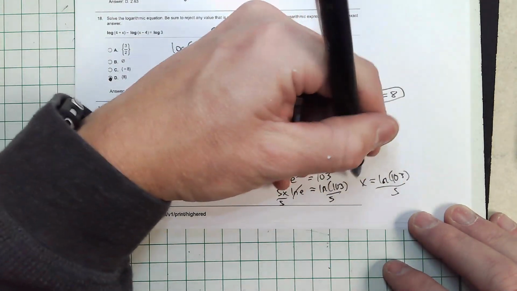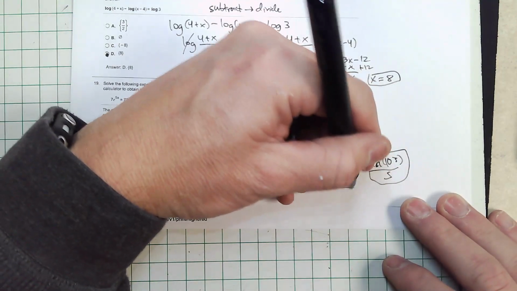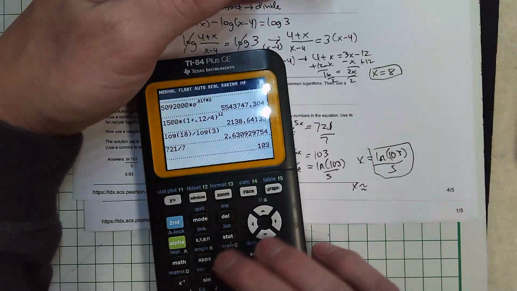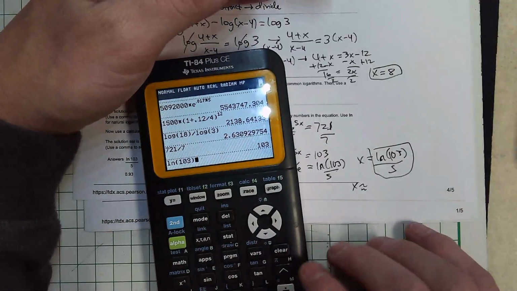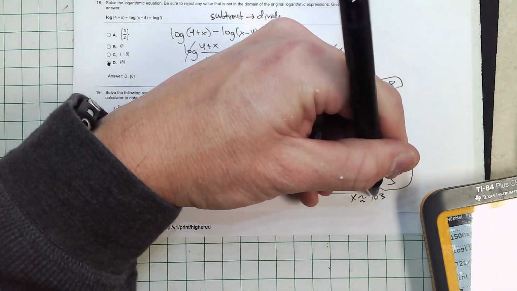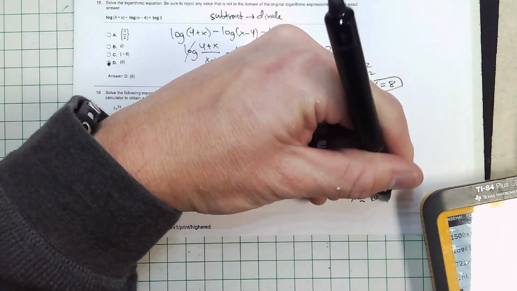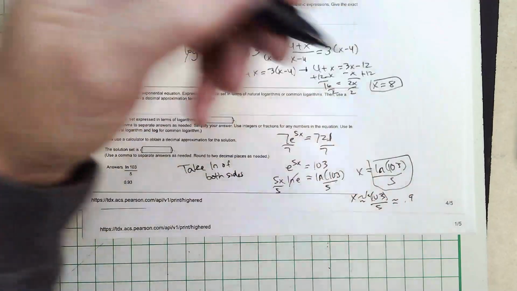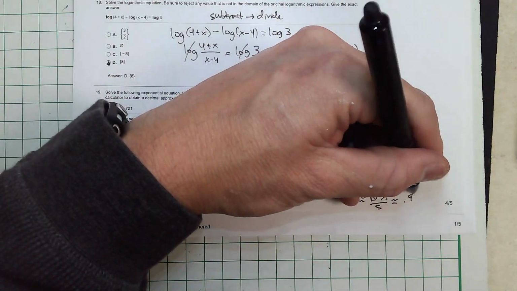So there's your first answer. Now to type that in my calculator, I'm going to do the ln of 103 divided by 5. And so ln of 103 divided by 5 is 0.9. How many decimal places do they want? 2 spots, 0.93.